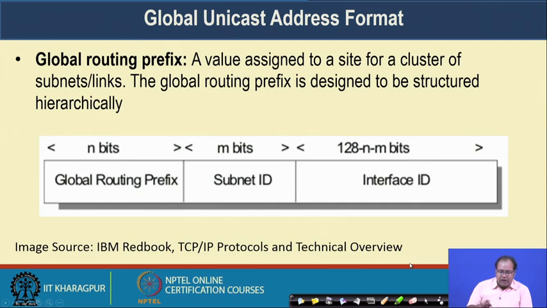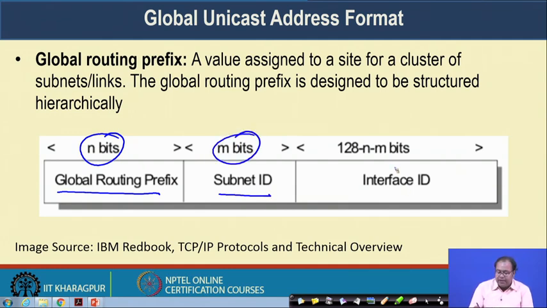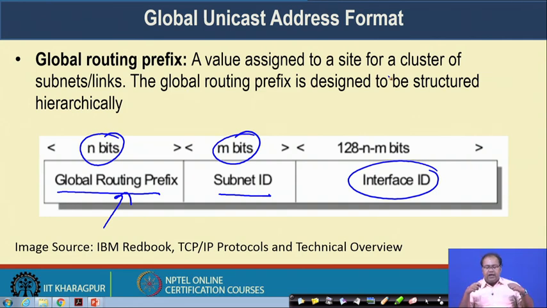Okay. Now, the global unicast address format in IPv6: this entire address is divided into 3 groups. You have a global routing prefix of n bits, then a subnet ID of m bits, and finally 128 minus m bits which are the interface ID. The global routing prefix is a value assigned to a site for a cluster of subnets or links. It is designed such that the entire network globally can be structured hierarchically.